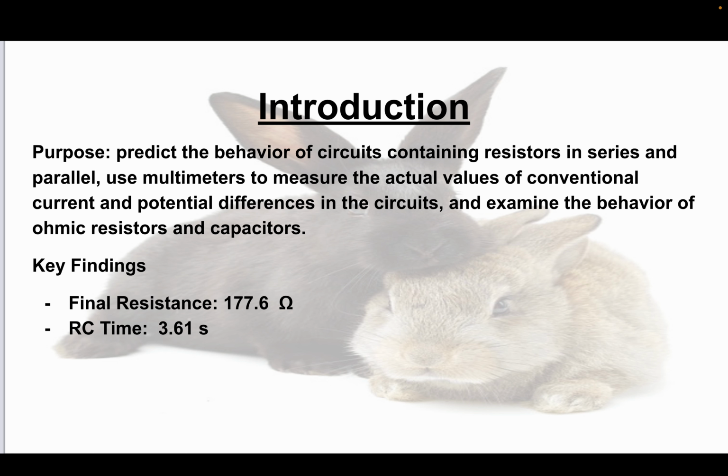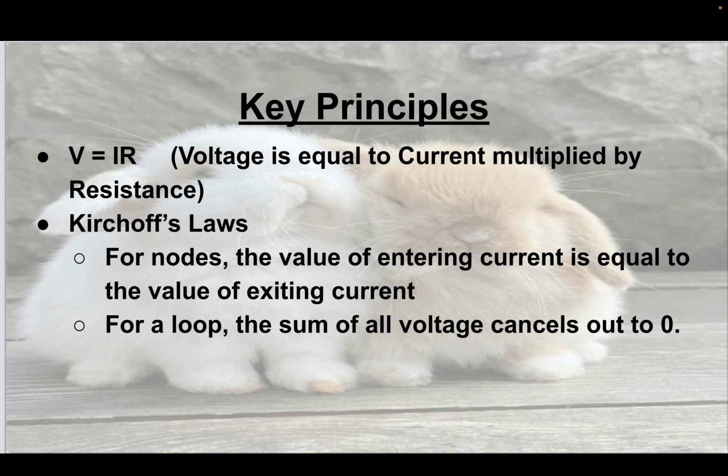The purpose of our lab was to predict the behavior of circuits containing resistors in both series and parallel, use multimeters to measure the actual values of conventional current and potential differences in the circuits, and examine the behavior of ohmic resistors and capacitors, all of which using key principles that we've found throughout the course so far and using it in simulation. The two key findings that I will report is that the final resistance was that of 177.6 ohms, and the RC time that I personally recorded averaged to 3.61 seconds.